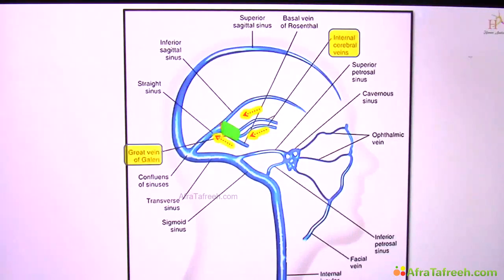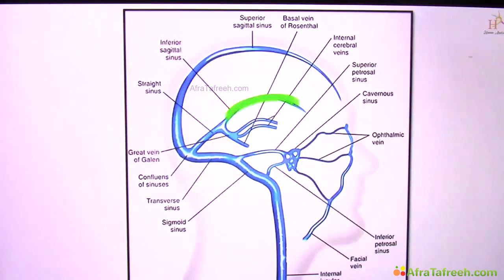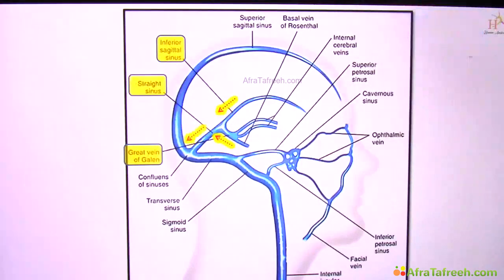Then what is it doing? It is actually receiving the inferior sagittal sinus. So you are telling that the inferior sagittal sinus is now joining the great cerebral vein of Galen. Yes, and together when they join, they form the straight sinus. This is the straight sinus.